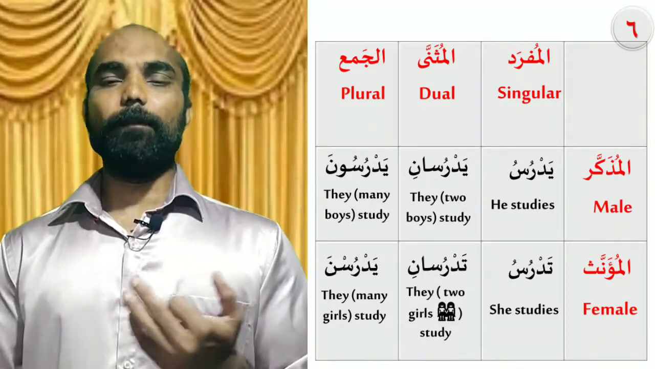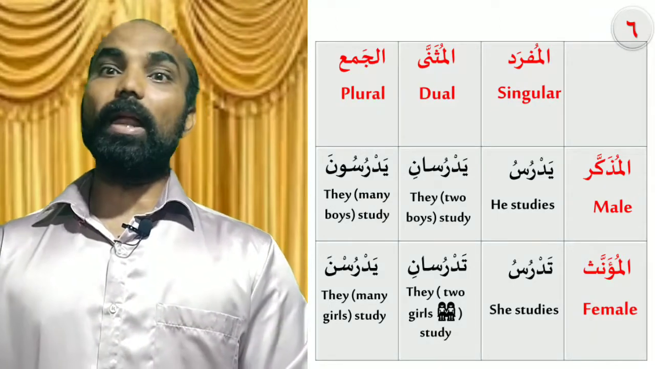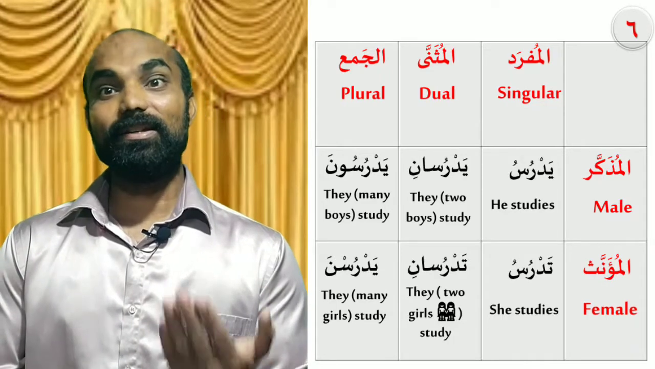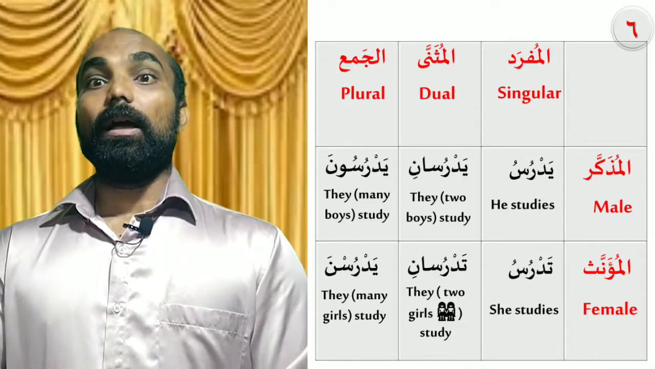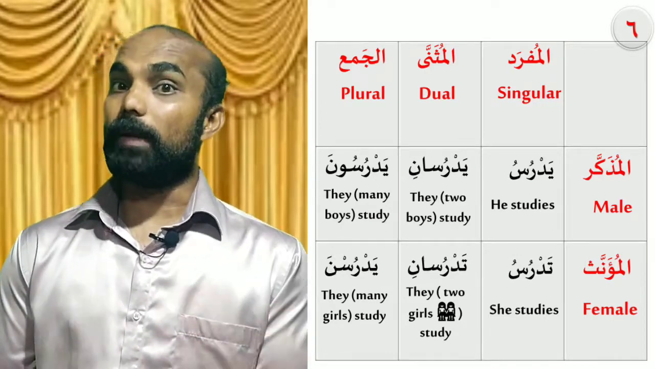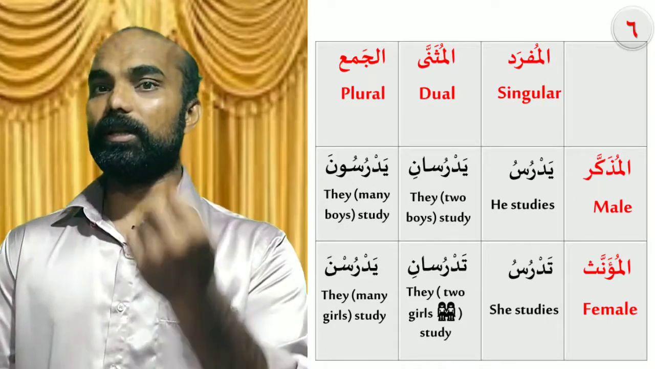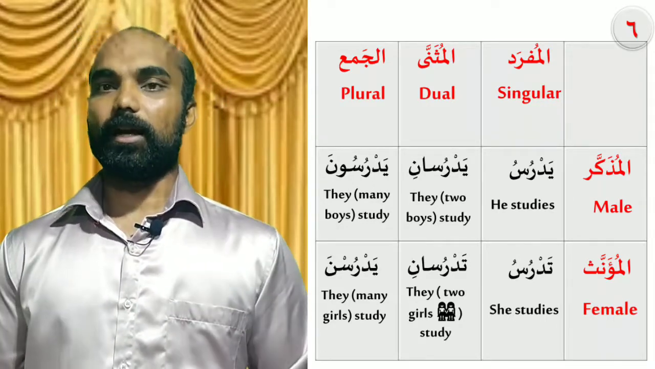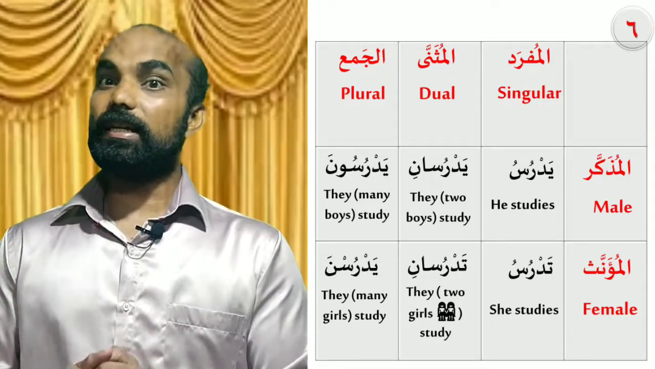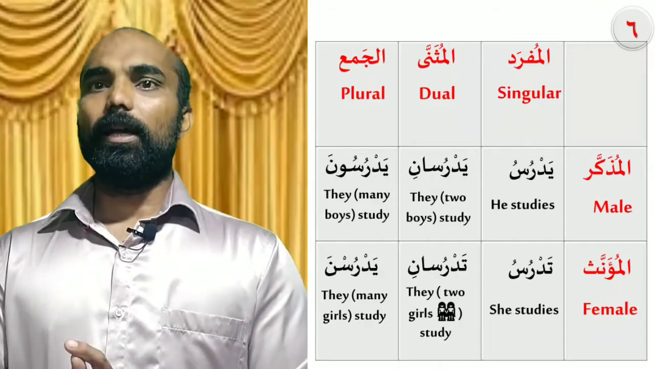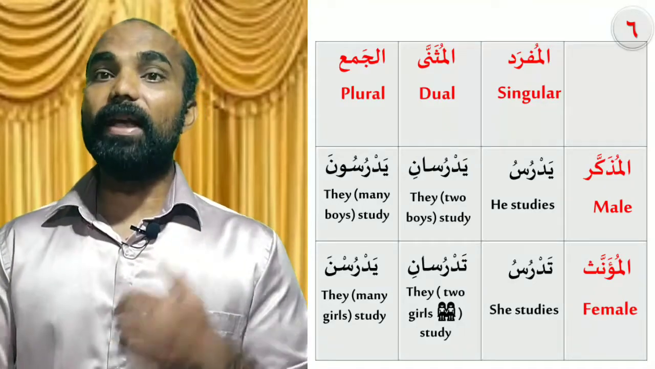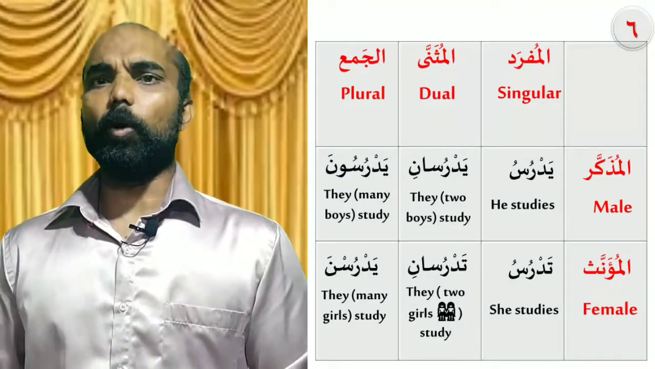Let's move to the female version. Mu'annath, Tadrusu, she studies. Tadrusani, they are studying, two girls. Yadrusna, totally changed. Yadrusna, they are studying, but many girls. I hope you understood. Let's do one simple exercise based on this grammar just below this table.